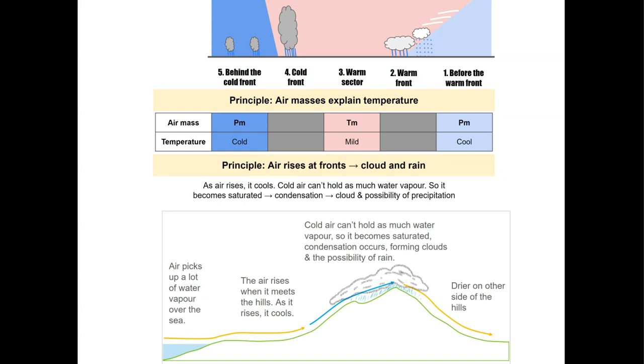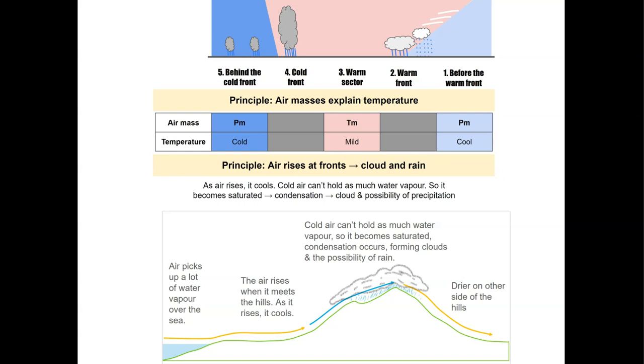The air meets the hills, it's forced to rise. As it rises, it cools. Cold air can't hold as much water vapour, it becomes saturated, leading to the process of condensation, formation of cloud, and the possibility of precipitation. When air rises, it cools and condenses: cloud and rain.